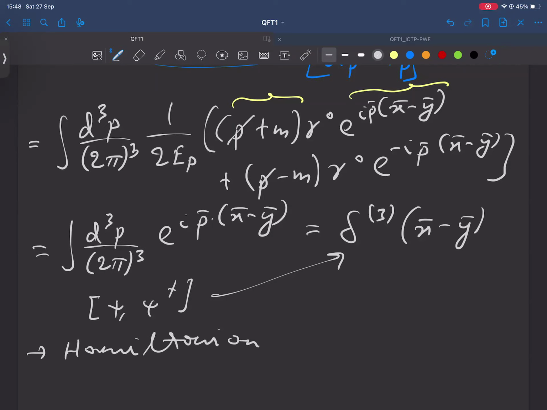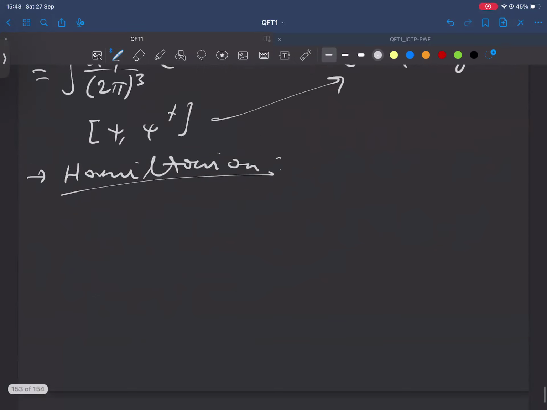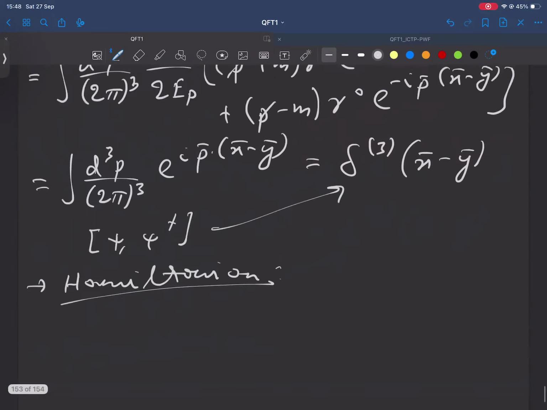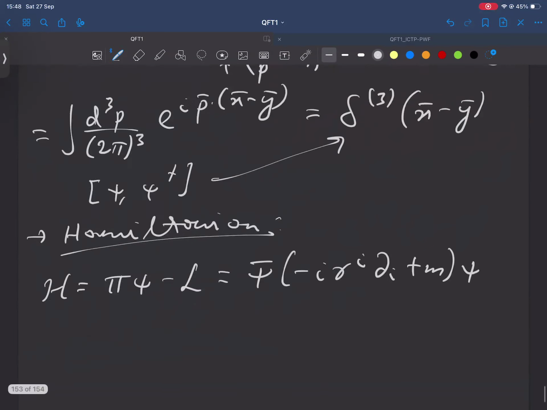And as we will see, there will be a problem in the energy of the system. So the Hamiltonian, recall, is just pi psi minus L, and it turns out that this is psi bar minus i gamma^i del_i plus M psi. Okay, so again, do the following trick.